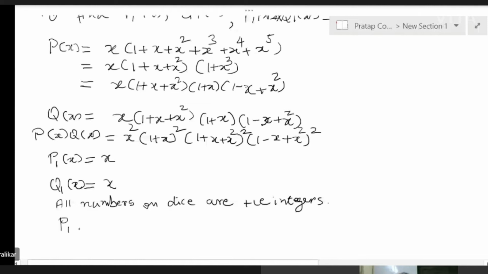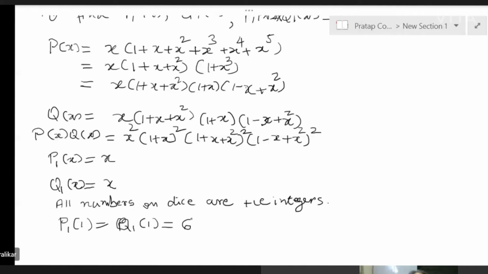6 monomials, each of the type x raised to r, which means P(1) is equal to 6. Now substitute 1. When you substitute 1, you see all the factors. X is 1, it doesn't contribute anything. 1 plus x is 2. 1 plus x square is 3. And 1 minus x plus x square is again 1.